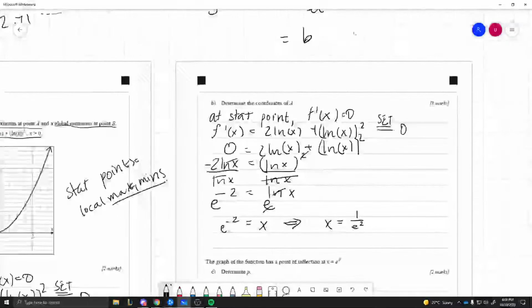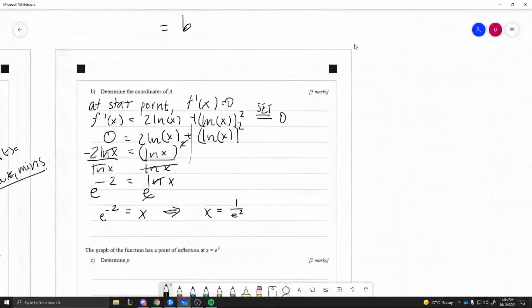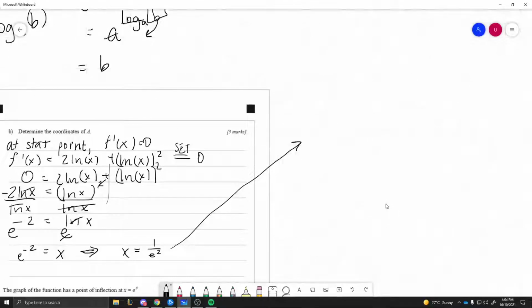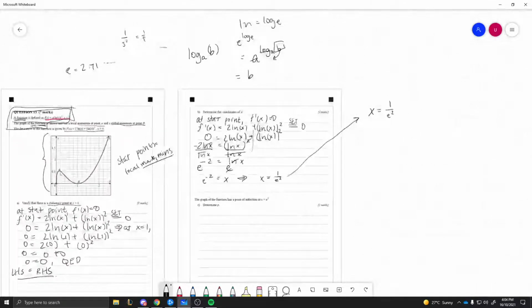Right, but then now you can put this into, let's just bring this out here. If you would, or on the exam, you just use the paper. So your x equals 1 over e squared. Now, because now we've found the stationary point, right? But we want to know on this graph right here, where is x, or what is the y of this? Because it's the coordinates, right?